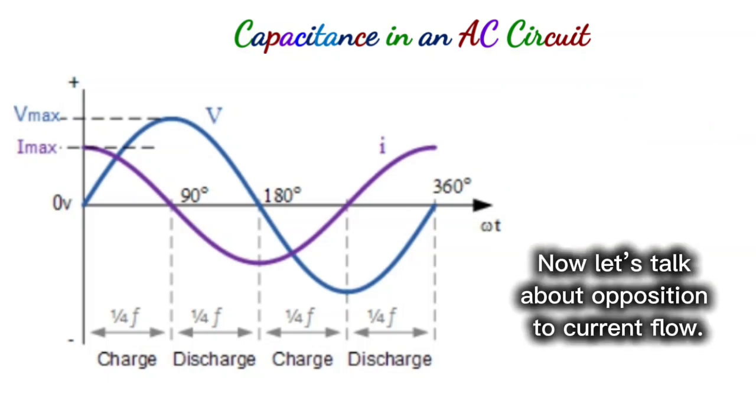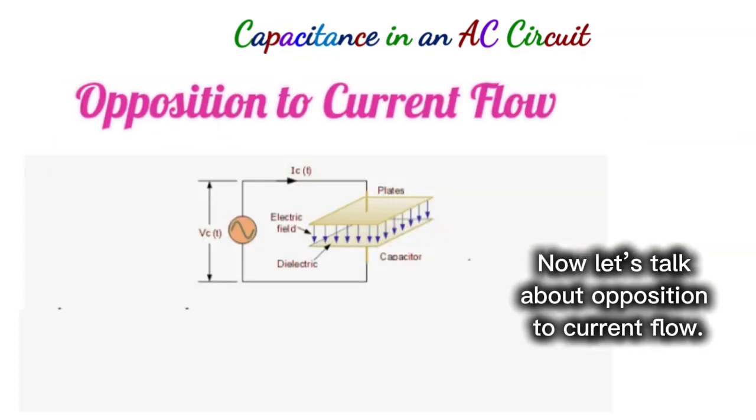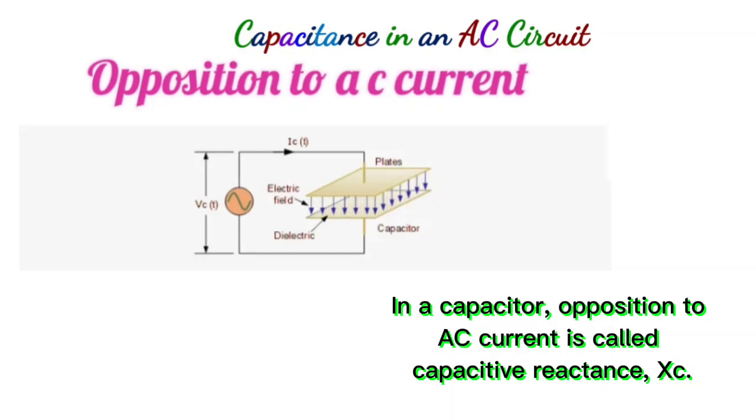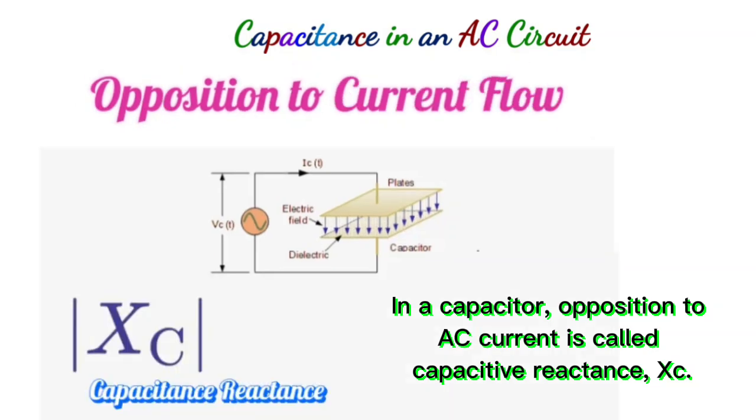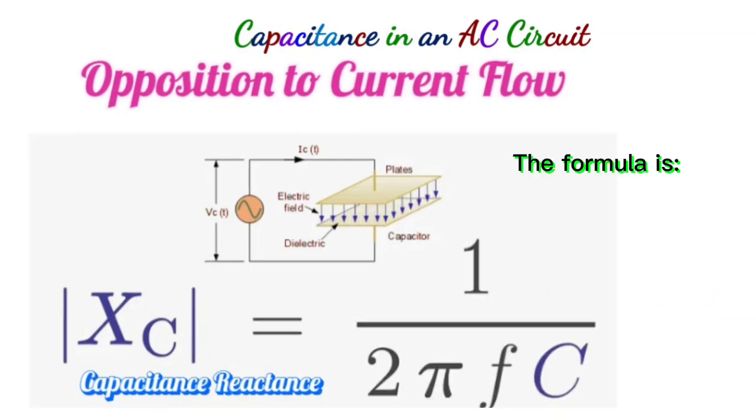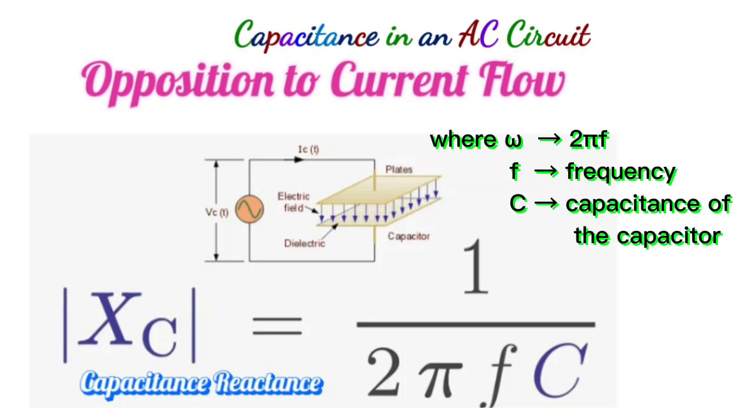Now let's talk about opposition to current flow. In a capacitor, opposition to AC current is called capacitive reactance, XC. The formula is XC is equal to 1 over 2 pi F C, where omega is 2 pi F, and F is the frequency of the AC source. C is the capacitance of the capacitor.